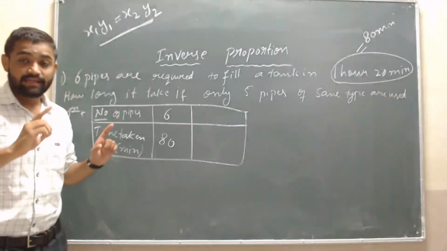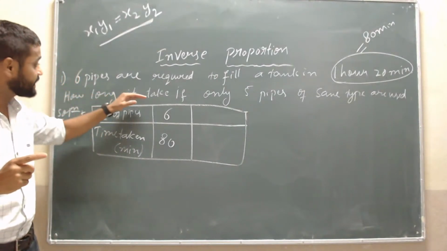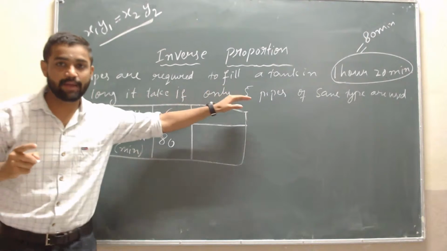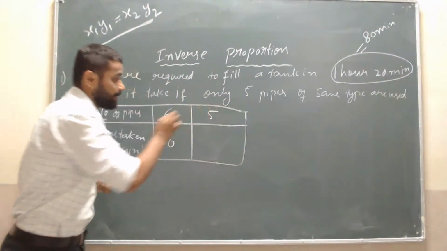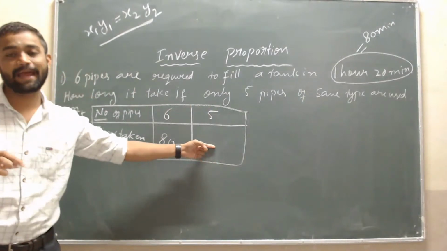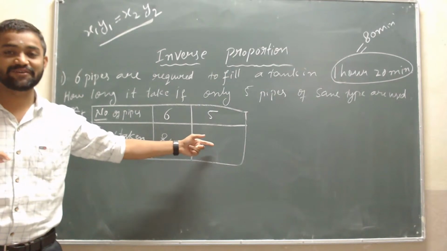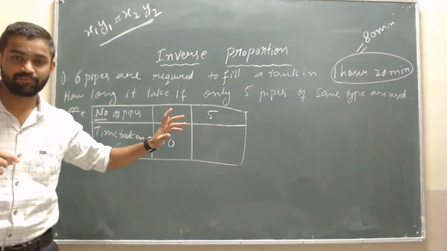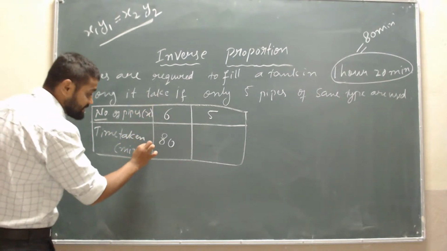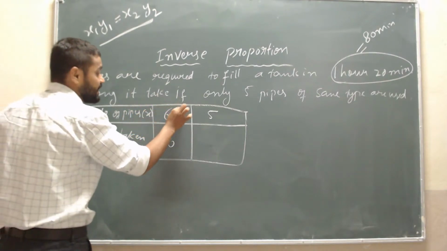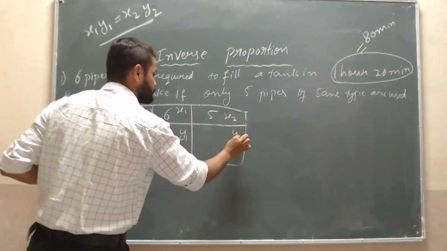Then he is asking to find out how long it will take if 5 pipes are there. So the number of pipes is 5. Here we have to find out the time, how many minutes it will take to fill up the tank. Okay, this will be x and this will be y, and these are x1, y1 and x2, y2.